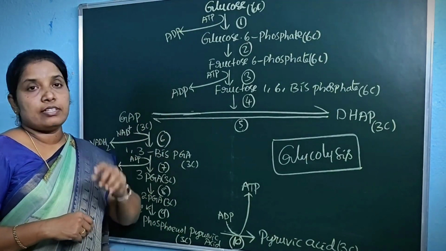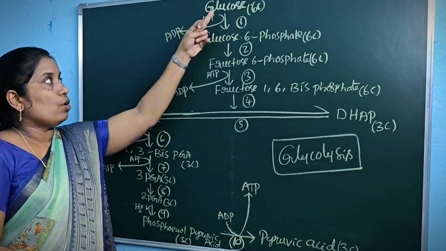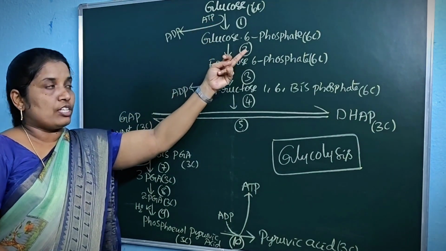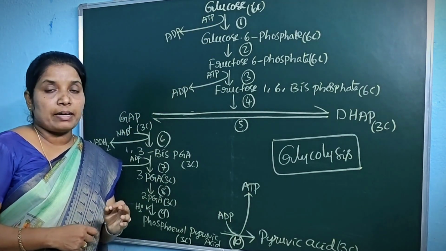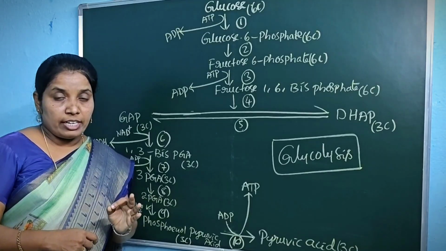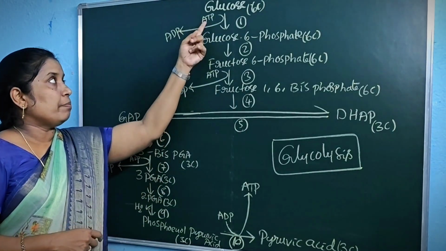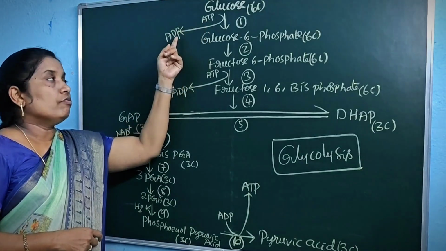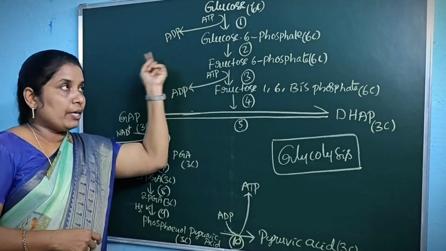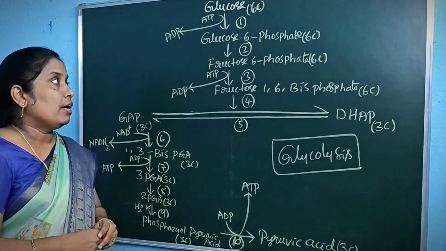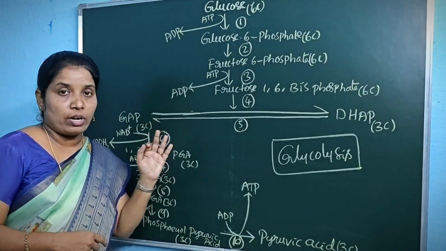So let's see the first step. Here one glucose is phosphorylated into glucose 6-phosphate. In the first step, glucose is phosphorylated. That step is called phosphorylation. Here one ATP will be utilized and converts into ADP. Glucose converts into glucose 6-phosphate in presence of an enzyme hexokinase.